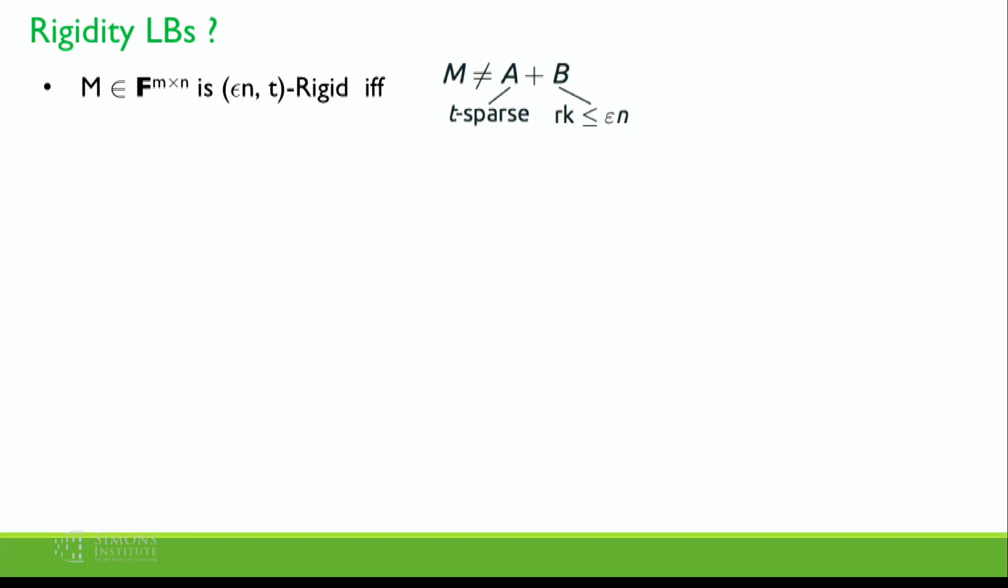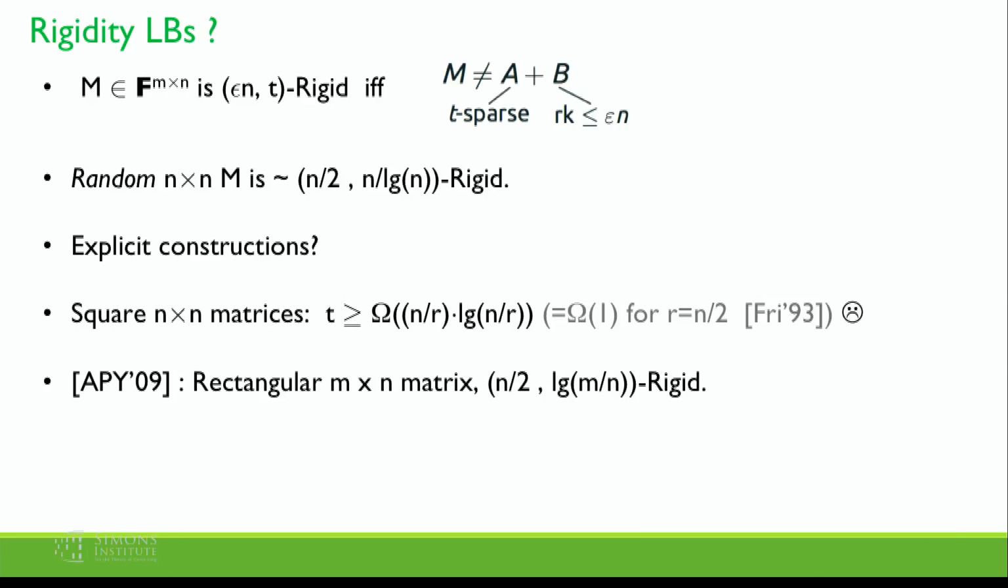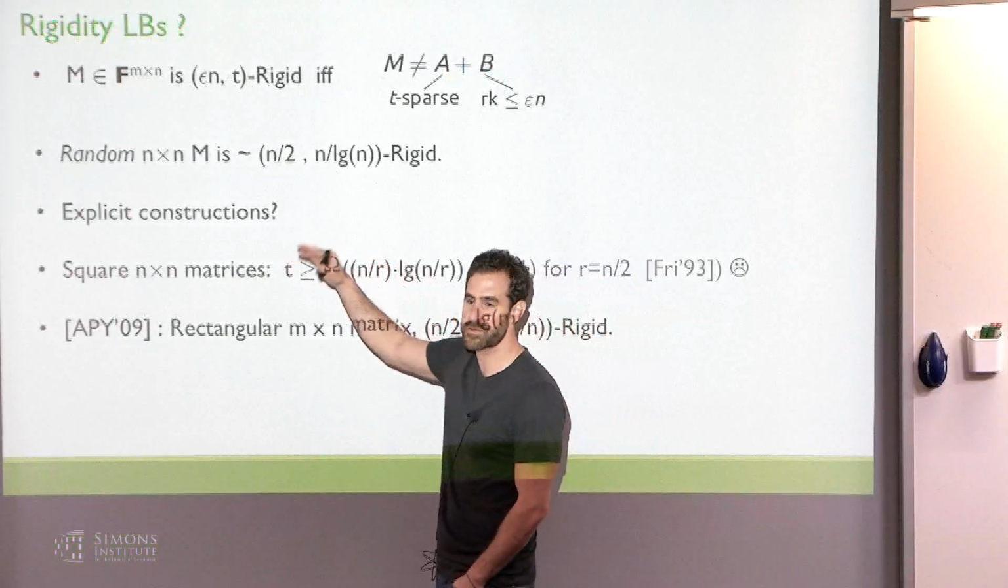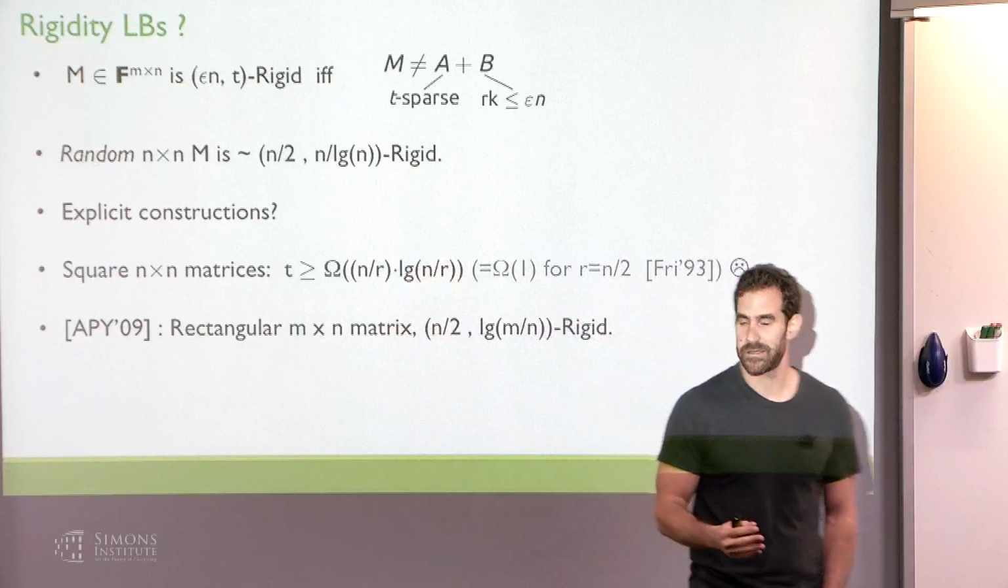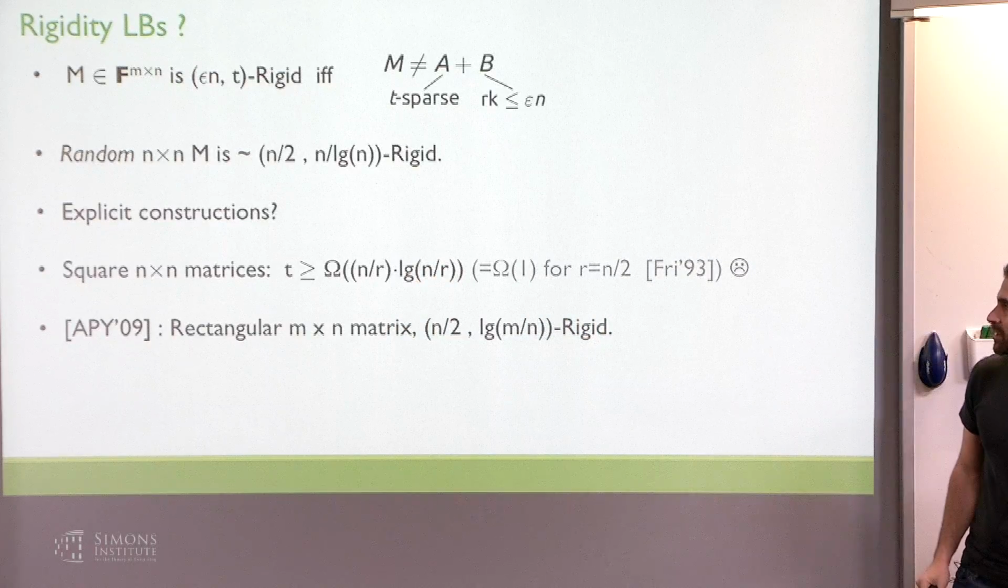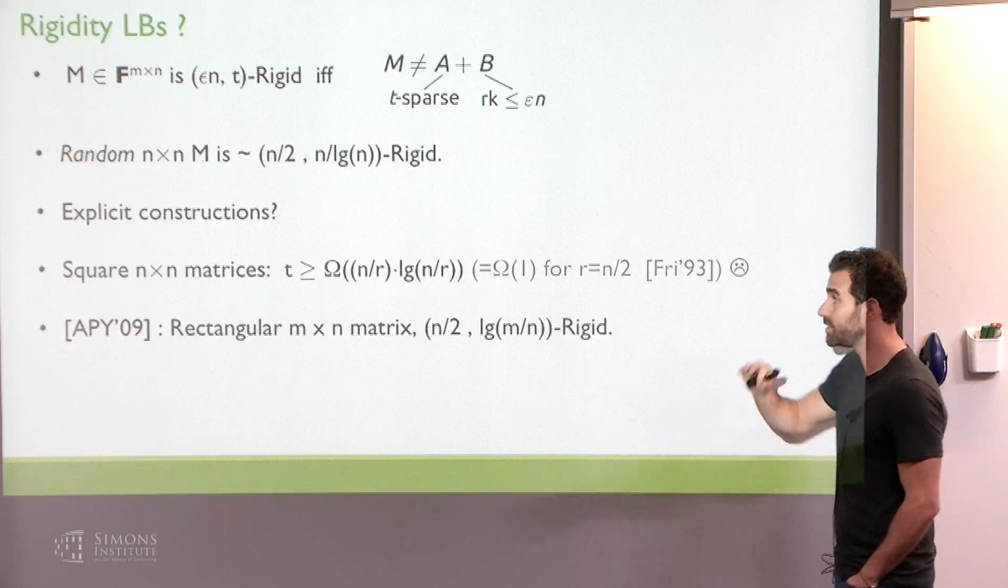All right, so what do we know about rigidity lower bounds? Not surprisingly, a random matrix is extremely rigid. So even to decrease the rank below n over 2, you need to modify about n over log n entries in the matrix. So in each row, sorry.